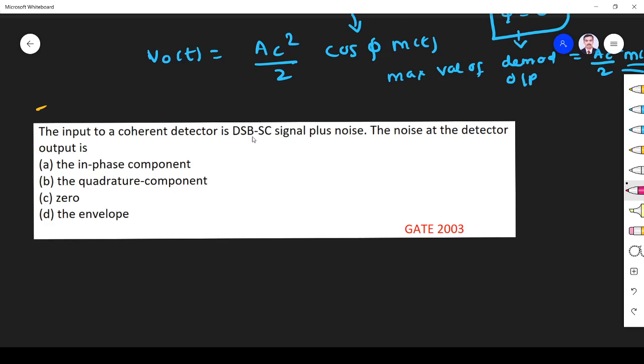You see, when we have a coherent detector, the signal and noise will be exactly 90 degrees apart. So the phase is 90 degrees. So we know the coherent detector discards the quadrature component and has only the in-phase component, right? So due to the quadrature null effect, the quadrature component will not be there, only the in-phase component. So option A is the right answer, right?